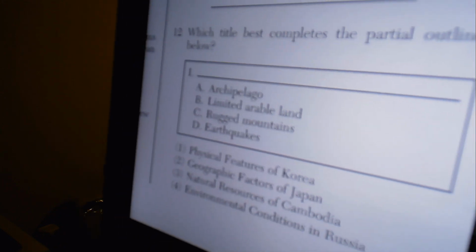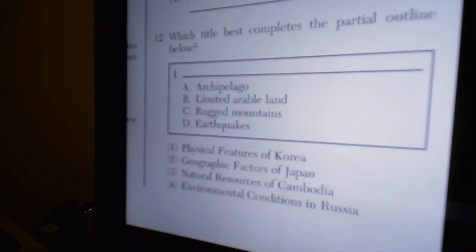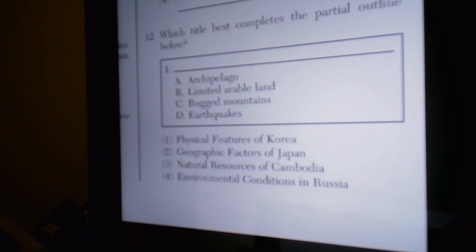Question number 12. Which title best completes the partial outline below? So you have this type of outline, and you're going to see a lot of these types of questions on the Regents exam. It's like if you're doing an essay and you have to make an essay outline, which is also a really good idea, by the way. You have an outline, and then you have A, B, C, and D.